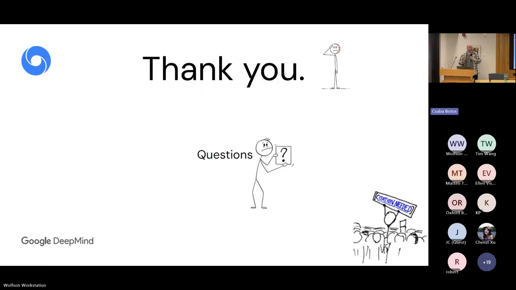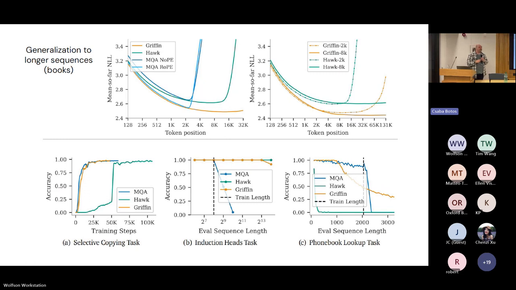Sorry. Yes. As you said, after the window of local attention, we see degradation in performance, but why doesn't performance go as badly as with the standard RNN?